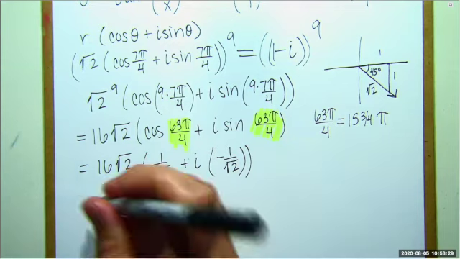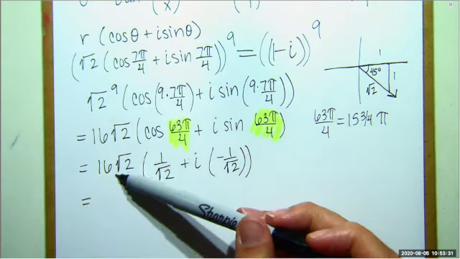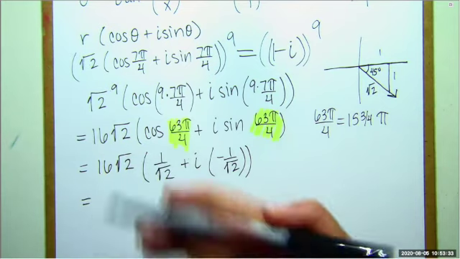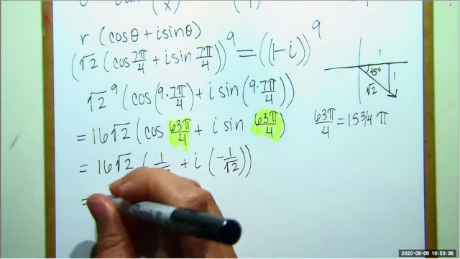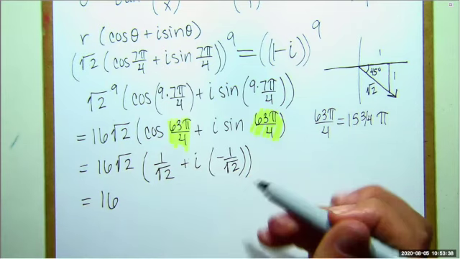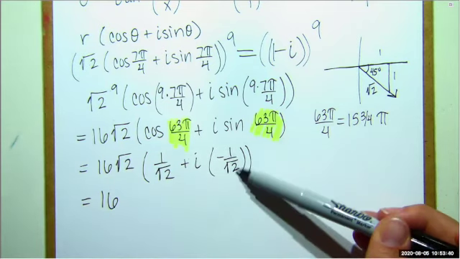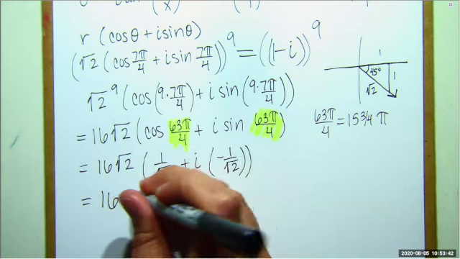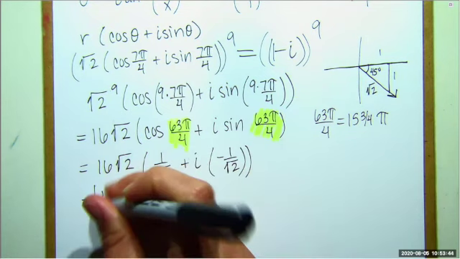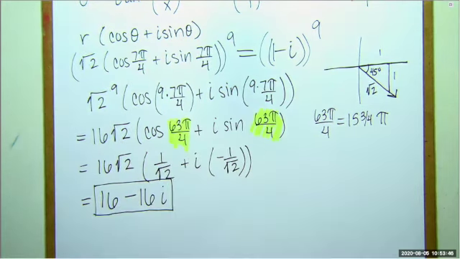Our last step would be to multiply this out. So the good thing here is these root 2's are going to cancel. So 16 root 2 times 1 over root 2, we just get 16. And then 16 root 2 times negative 1 over root 2, the root 2's will cancel, so we get minus 16i. Anybody else do this the long way and get the same answer as me? You guys are probably thinking that did look like the long way.